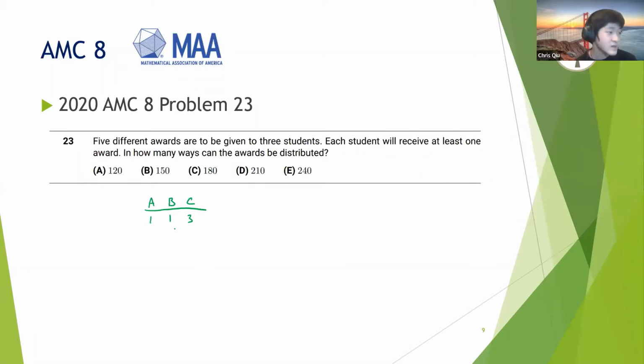So the possibilities for what each student received are 1 person, 1 person having 1 award, 1 person having 1 award, and 1 person having 3 awards. So there are 3 ways to do that. And the other 3 possibilities are having 1, 2, 2, 2, 1, 2, or 2, 2, 1. So these are the number of awards that each person got.